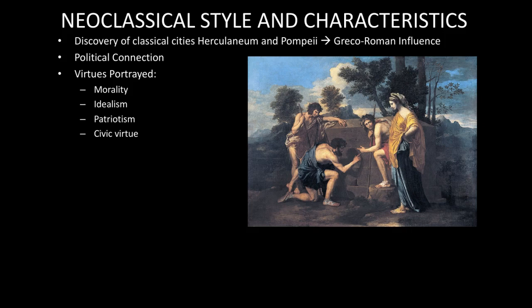So the ancient world was considered the model for European democracy. We see that in the Netherlands when they broke away from Spain. We see the rise of secular government, and it's thought to be more civilized. You're supposed to use thought and action. So then the art was thus viewed as this embodiment of civic and moral lessons. So the virtues portrayed in neoclassical style are going to be morality, idealism, patriotism, and civic virtue.